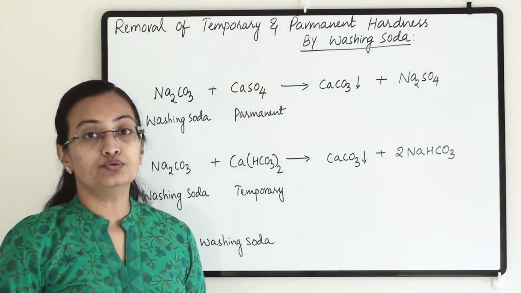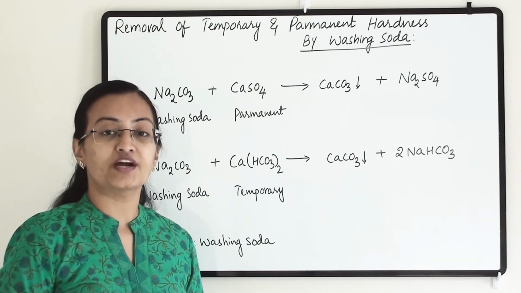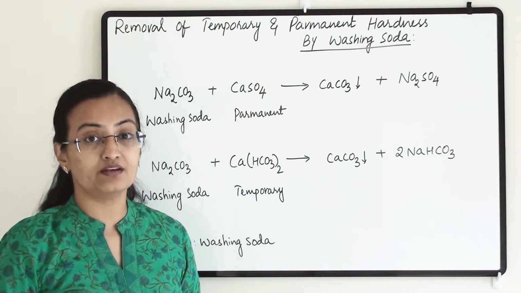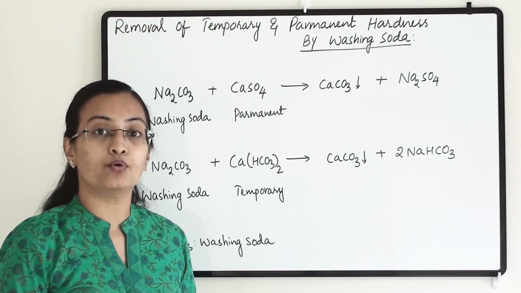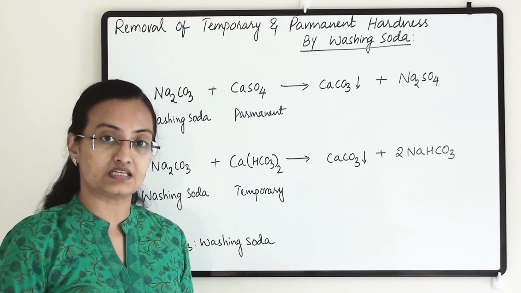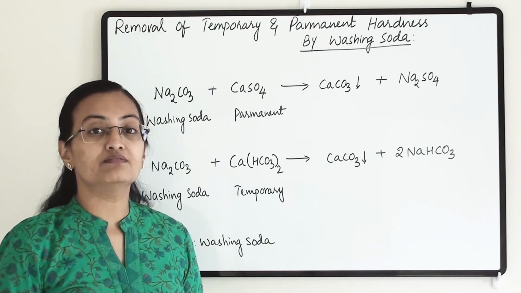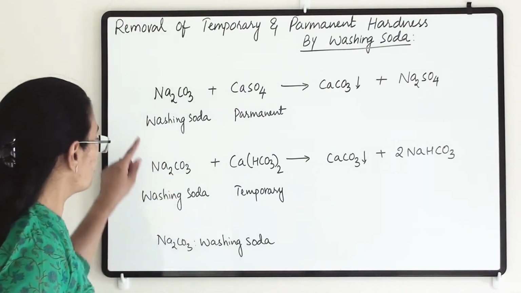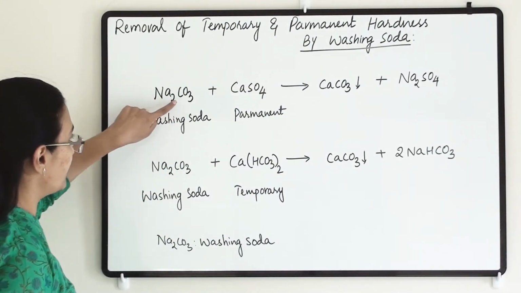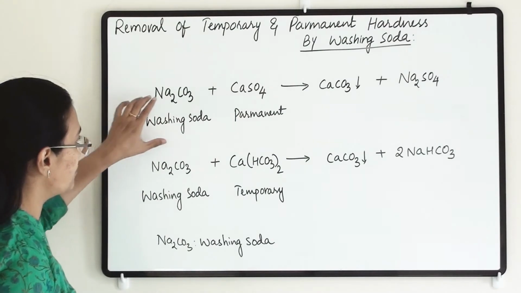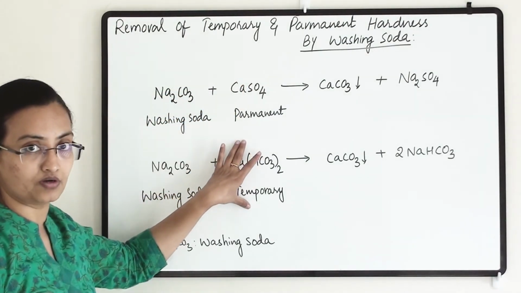When we do not know which kind of salt present in the water causes the hardness, then we can use washing soda. And washing soda will act upon both types of hardness, that is temporary hardness and permanent hardness, and it will give us soft water. So these are two reactions in which washing soda, that is sodium carbonate Na2CO3, will react with permanent hardness of the water and temporary hardness of the water.